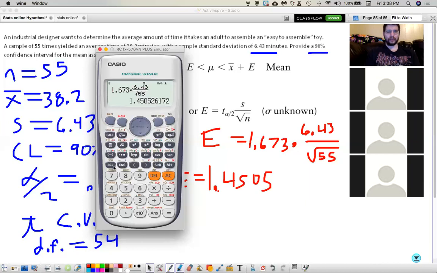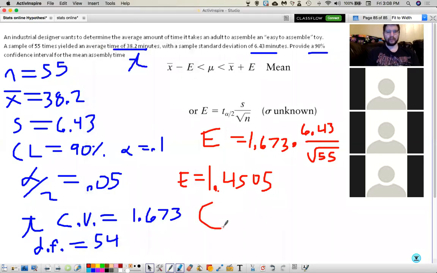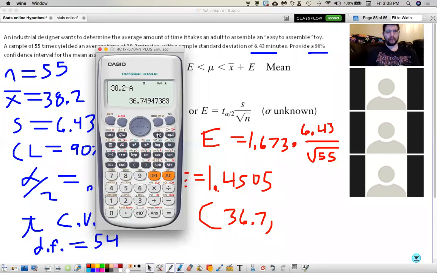So for not rounding purposes, I'm going to store that as A. So this is now stored as A in my calculator, so I can go back and just use X bar, 38.2, minus A. That's my lower bound, 36.7. One decimal place here, one decimal place in our answer, 36.7. And if I change that to a plus, 39.7.